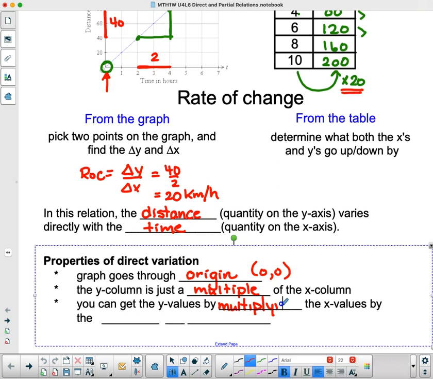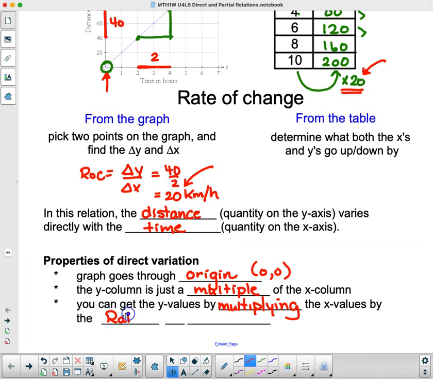Multiplying the x values by the, well, where did we see this 20? We multiplied by 20, and if you look over here, it's the rate of change. So multiplying by the rate of change. Some of you may have recognized that just by the spacing that I left there. Okay, so that is a direct variation.